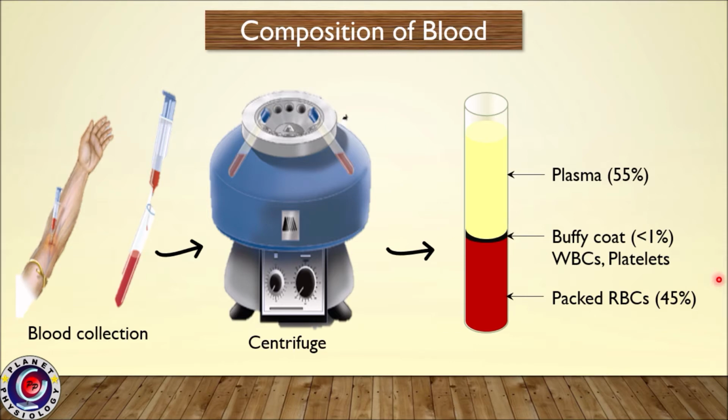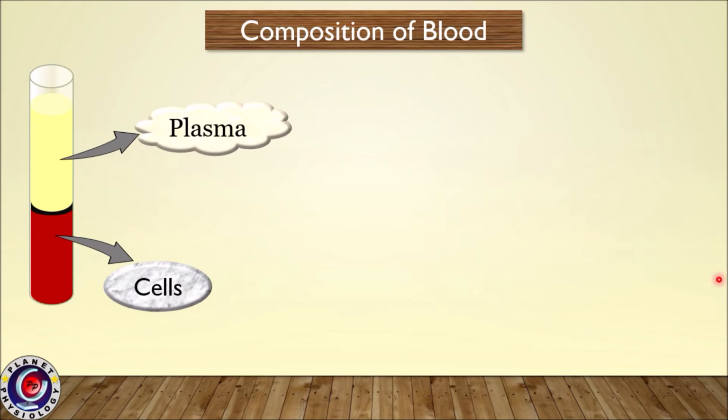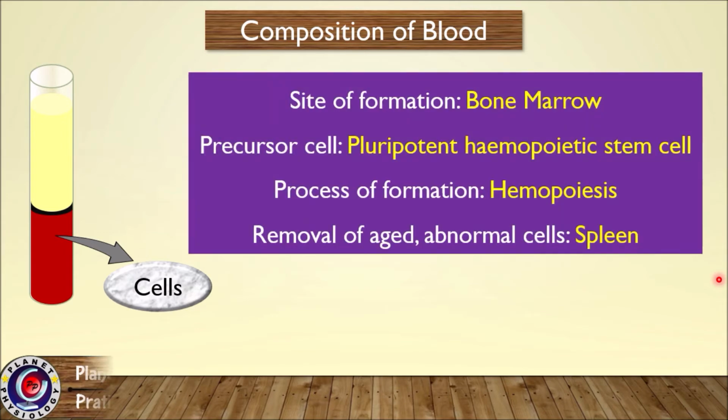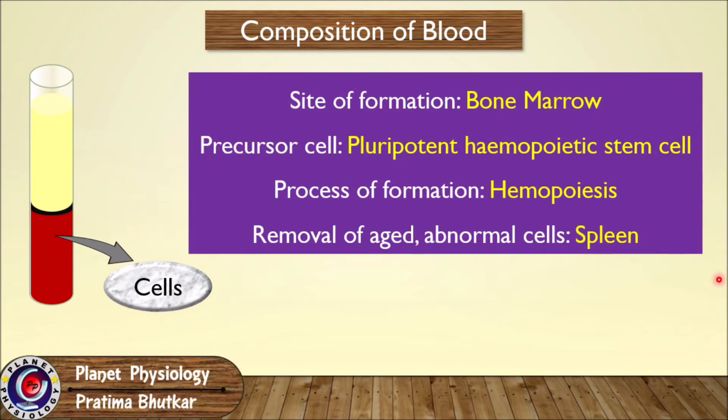So let us study these components one by one. Because cells are heavier than liquid portion, they settle at the bottom of the test tube. So first we will study the cellular components. All these blood cells are synthesized in bone marrow, and the precursor cell that gives rise to all kinds of blood cells is called as pluripotent hemopoietic stem cell or just as hemopoietic stem cell. The process of formation of these blood cells is known as hemopoiesis.